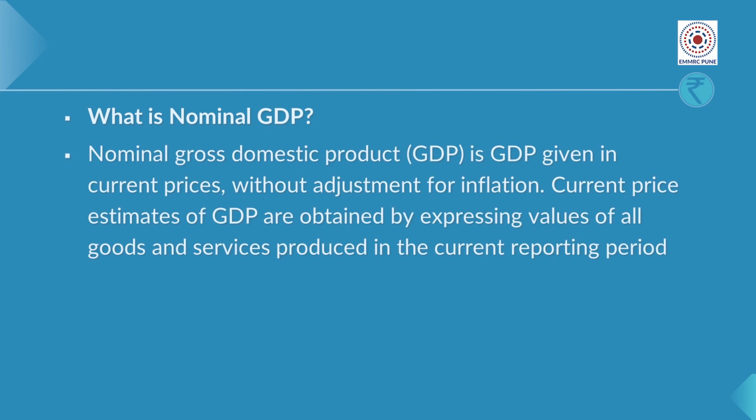Nominal gross domestic product is GDP given in current prices without adjustment for inflation. Current price estimates of GDP are obtained by expressing values of all goods and services produced in the current reporting period. Forecast is based on an assessment of the economic climate in individual countries and the world economy using a combination of model-based analysis and expert judgment. This indicator is measured in growth rates compared to previous years. In other words, nominal GDP is the GDP calculated at current market price.